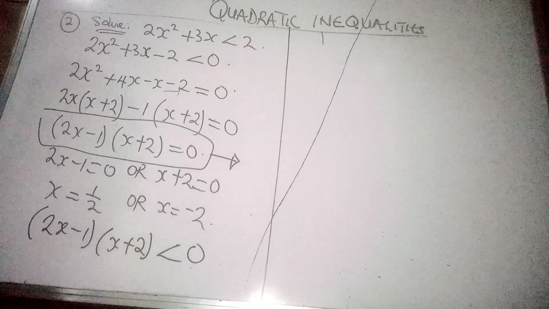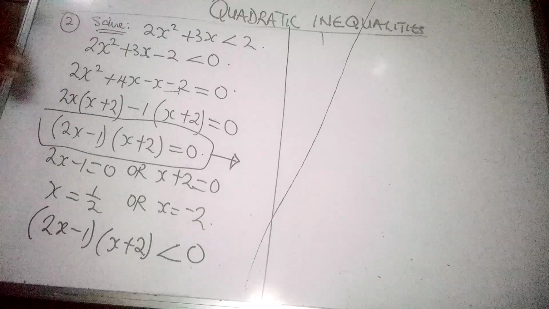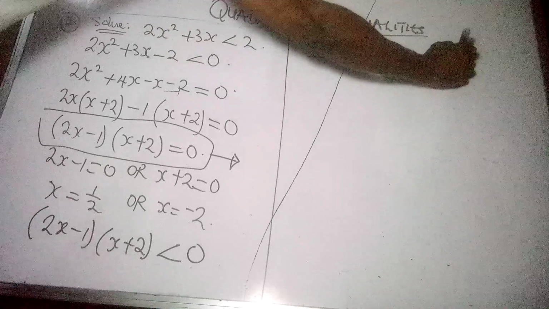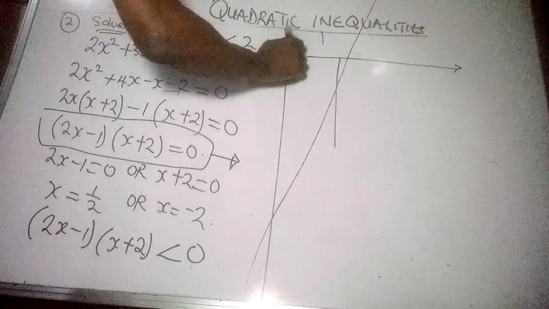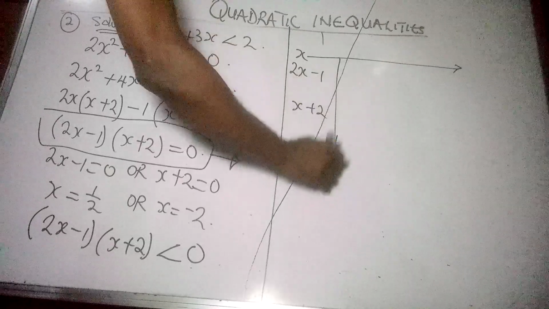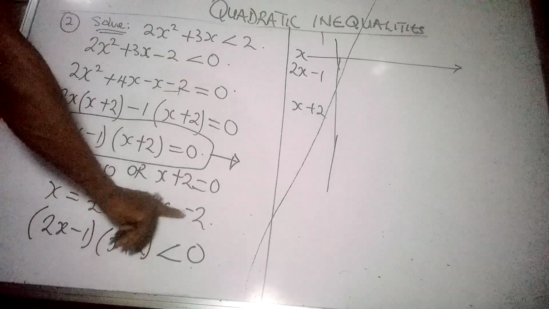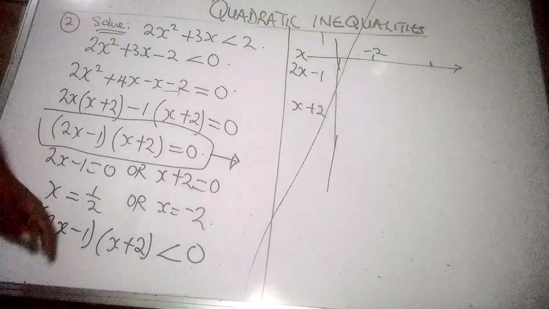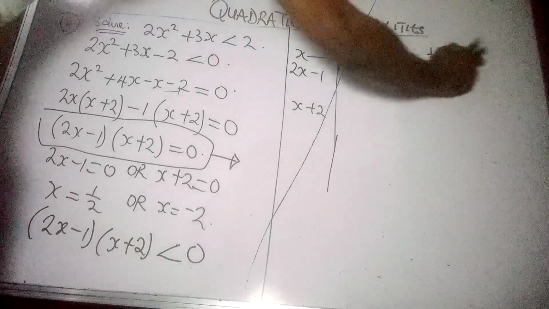Okay? Now, how do we know the range for the value of x that will satisfy this inequality? So, like I did the other time, these are horizontal x line. So, these two brackets, 2x minus 1, x plus 2. Then, the two values we got: x, this is the smaller one, minus 2. Then this is the bigger one, which is half, because half is greater than minus 2. I believe you know that.